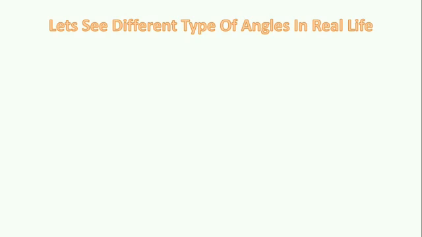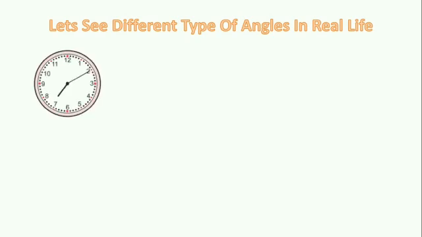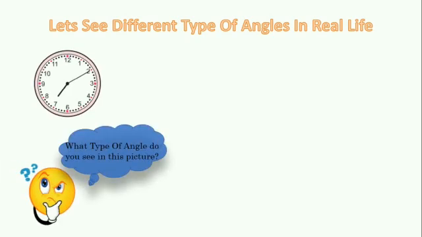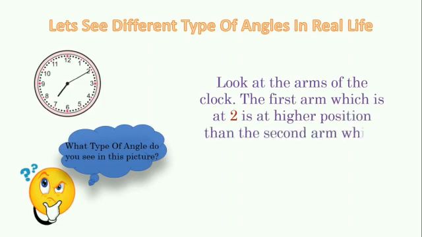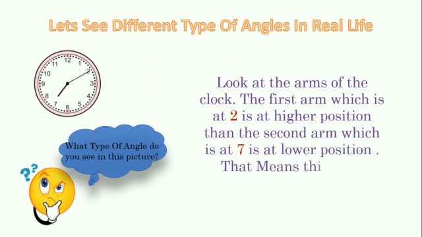Let's see different types of angles in real life. What type of angle do you see in this picture? Look at the arms of the clock. The first arm, which is at 2, is at higher position. Then the second arm, which is at 7, is at lower position. That means this is an example of reflex angle.